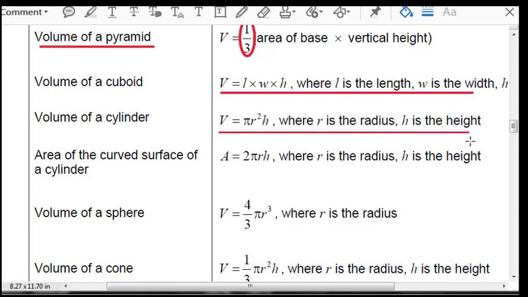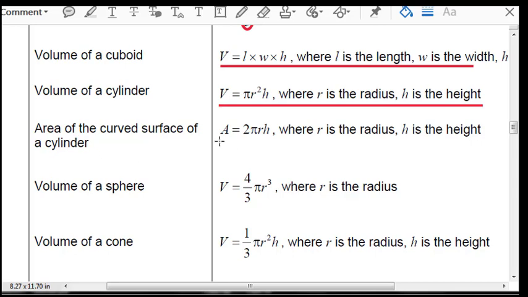We know that radius equals half of the diameter. So instead of r, you need to use d over 2. If the diameter is given, then you have to use over here pi d square h over 4 instead of r. You will need to use the diameter. Area of the curved surface of a cylinder, 2 pi rh.